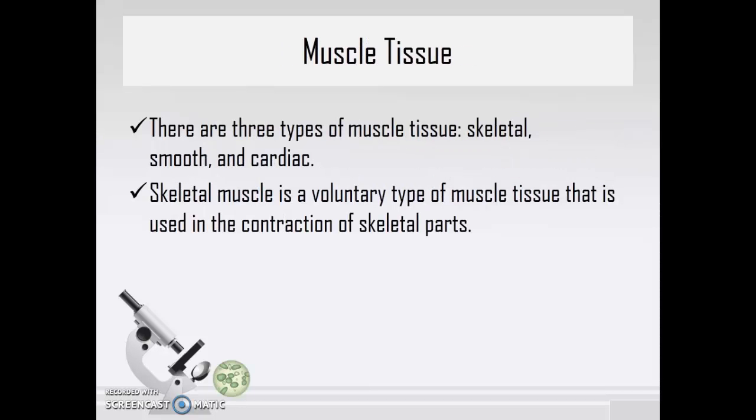Now the third tissue we need to study is the muscle tissue. There are 3 types of muscle tissues inside our body: skeletal, smooth, and cardiac muscles. You are going to find 2 terms associated with these muscle tissues, voluntary and involuntary. Voluntary means something that is under our will, and involuntary is something that is not under our will. Skeletal muscle is a voluntary type of muscle. That means we can move skeletal muscles as per our will. It is used in the contraction of skeletal parts.